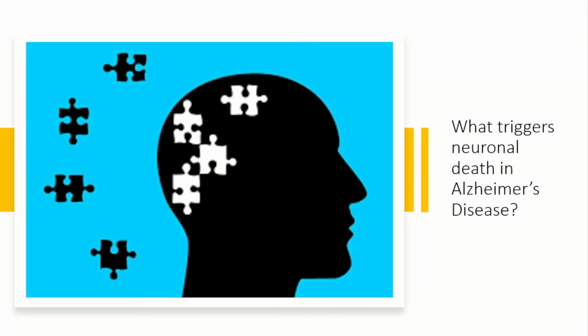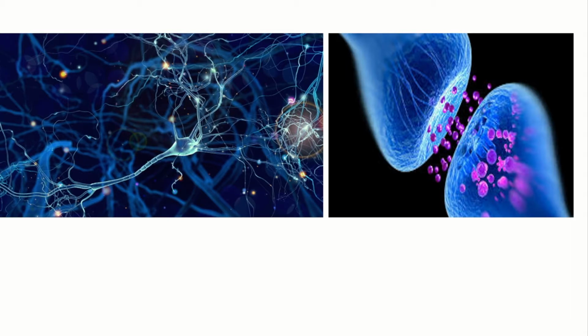Hello, so today I'm going to give you a bit of an introduction into what triggers the neuronal death associated with Alzheimer's disease. So, the human brain is made up of around 86 billion cells called neurons, which are connected via synapses. There are around 100 trillion synapses in the human brain, and their job is to carry signals to allow various functions such as memory formation.